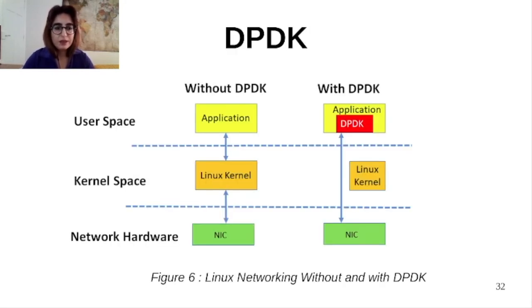So here we can see a comparison between Linux networking without and with DPDK. For normal Linux networking, packets arrive to the NIC. The NIC pushes the packet to the Linux kernel. The kernel will process the packet and send it to the right application in its corresponding user space. With DPDK, the NIC can talk directly to the application, bypassing completely the Linux kernel. In this case, the packet processing happens in the user space.